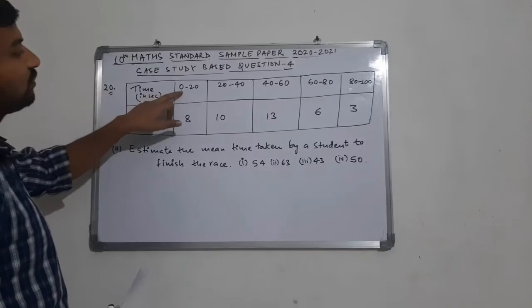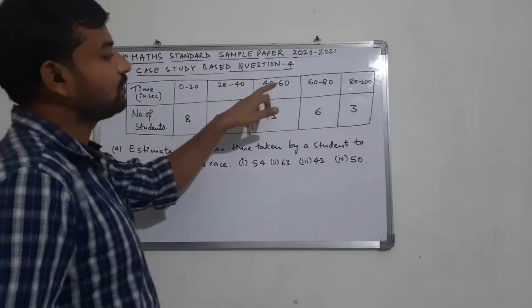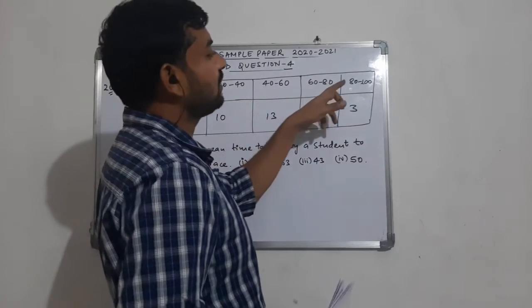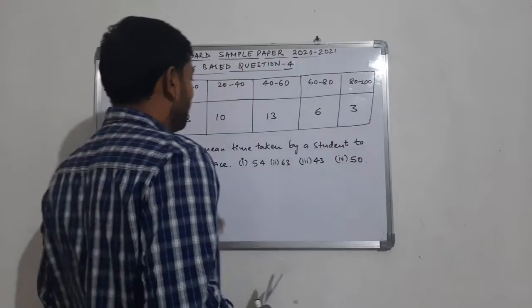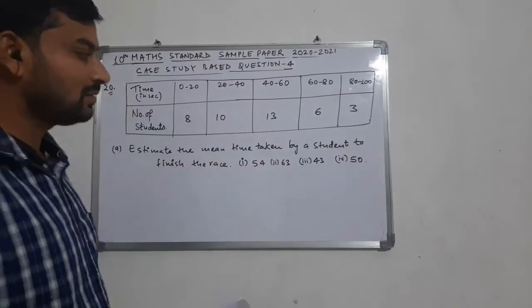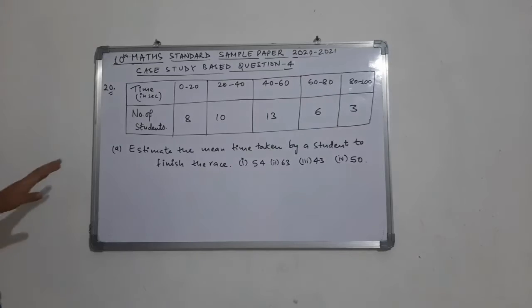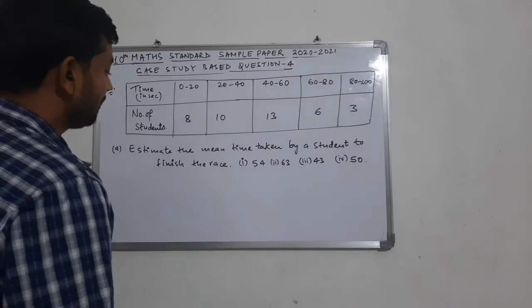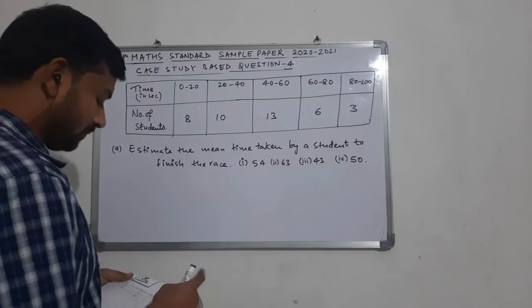The time in seconds is 0 to 20, 20 to 40, 40 to 60, 60 to 80 and 80 to 100 seconds. The number of students is given here. The first question here is: estimate the mean time taken by the students to finish the race.